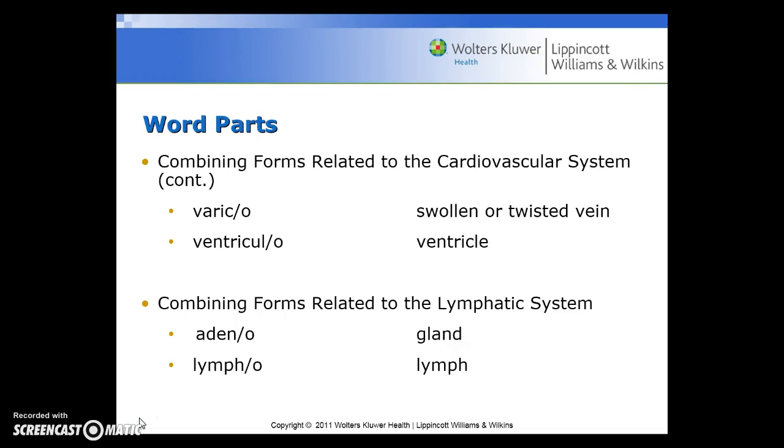Combining forms related to the cardiovascular system additionally are varico for swollen or twisted vein, and ventriculo for ventricle. Combining forms related to the lymphatic system are adeno for gland or lympho for lymph.